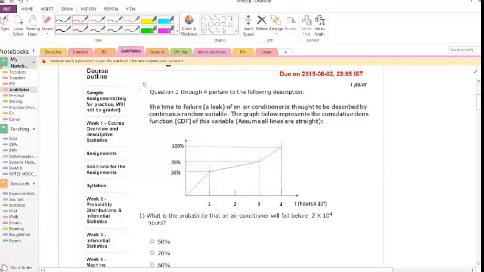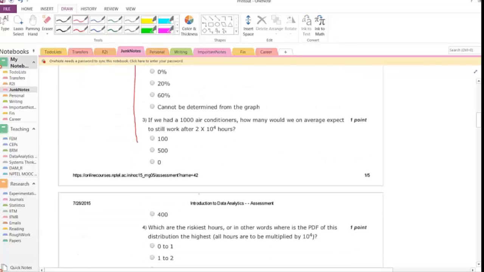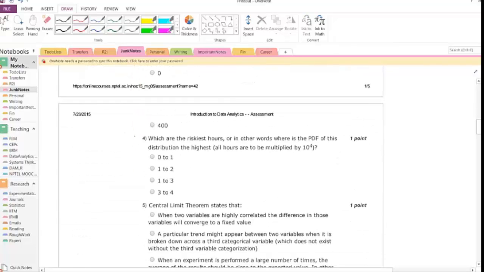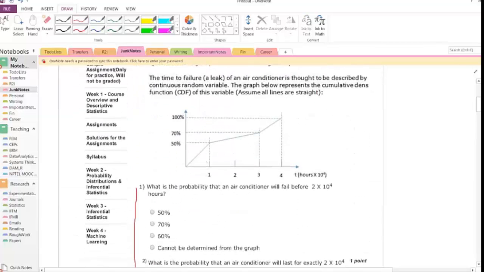The first questions, 1 through 4, all pertain to the same description. I'll highlight it here. So that's questions 1 through 3, and then question 4. Questions 1 through 4 are what we're going to talk about first, and they all pertain to a single graph. So this one graph covers the description for all 4 questions.